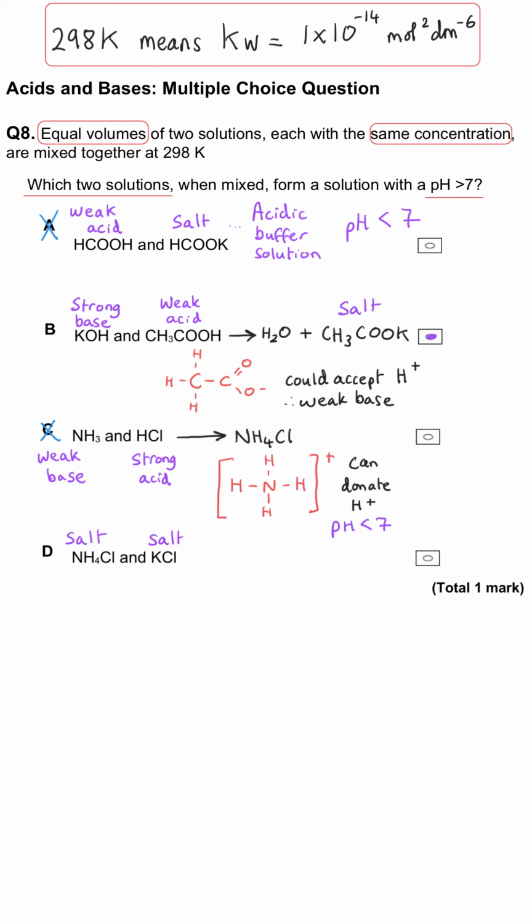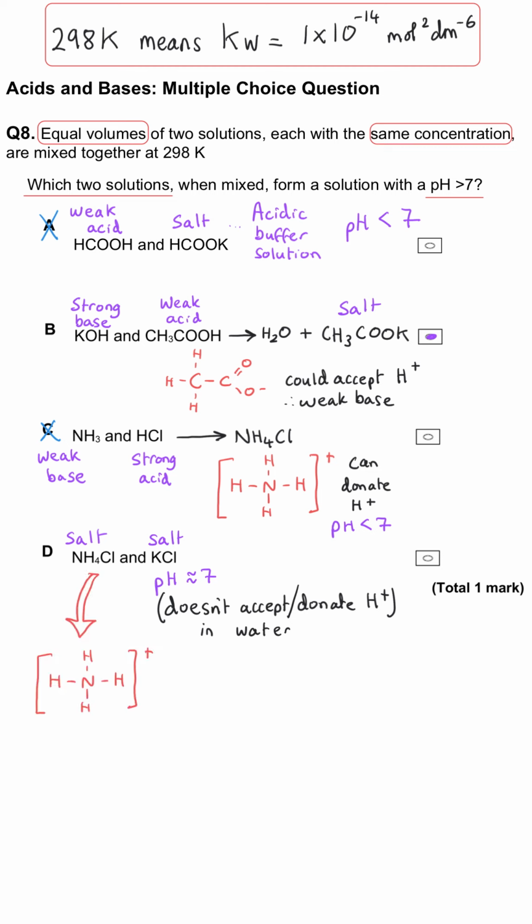And so potassium chloride has a pH that will be about 7 because neither of these will interact particularly with water. However, ammonium chloride is going to be weakly acidic because the ammonium ion can donate a proton. And that means that this will also have a pH slightly less than 7. And so B is the correct answer.